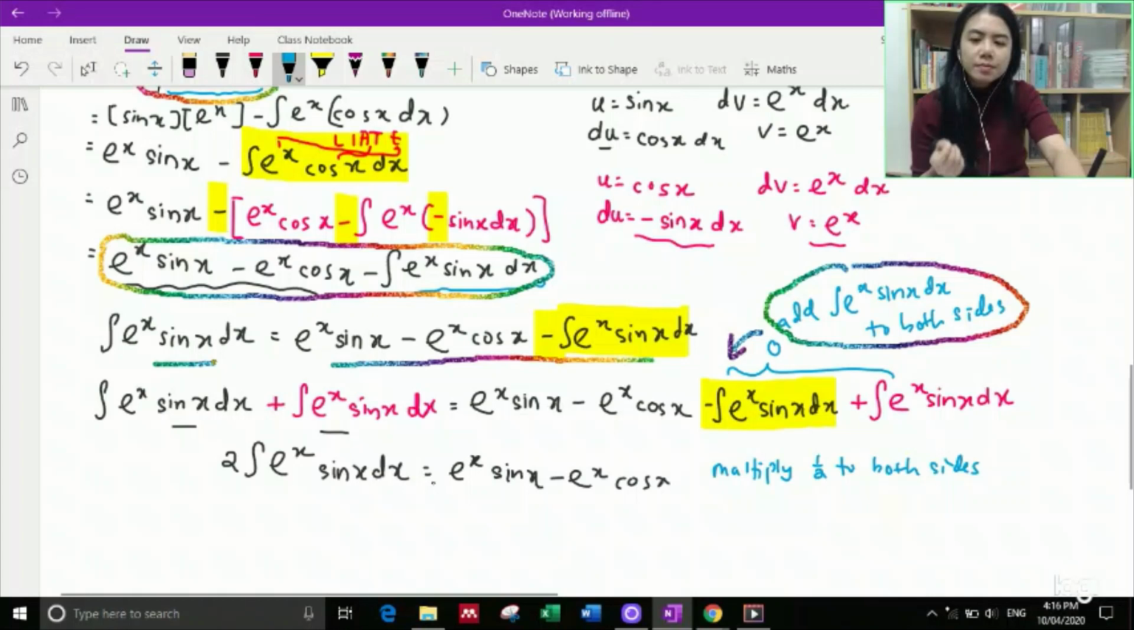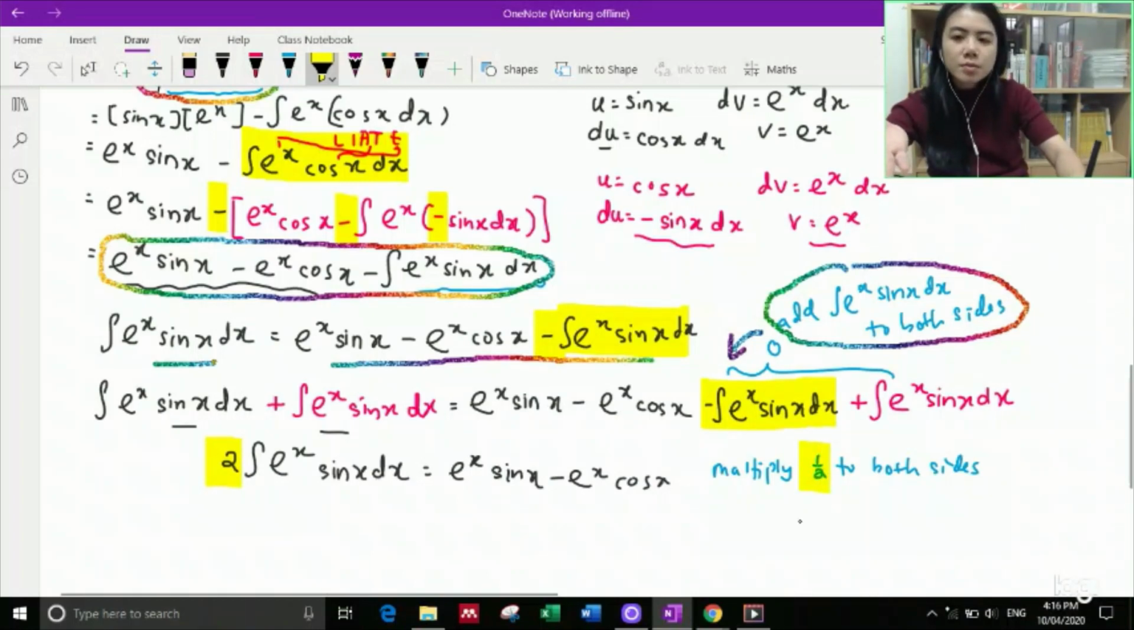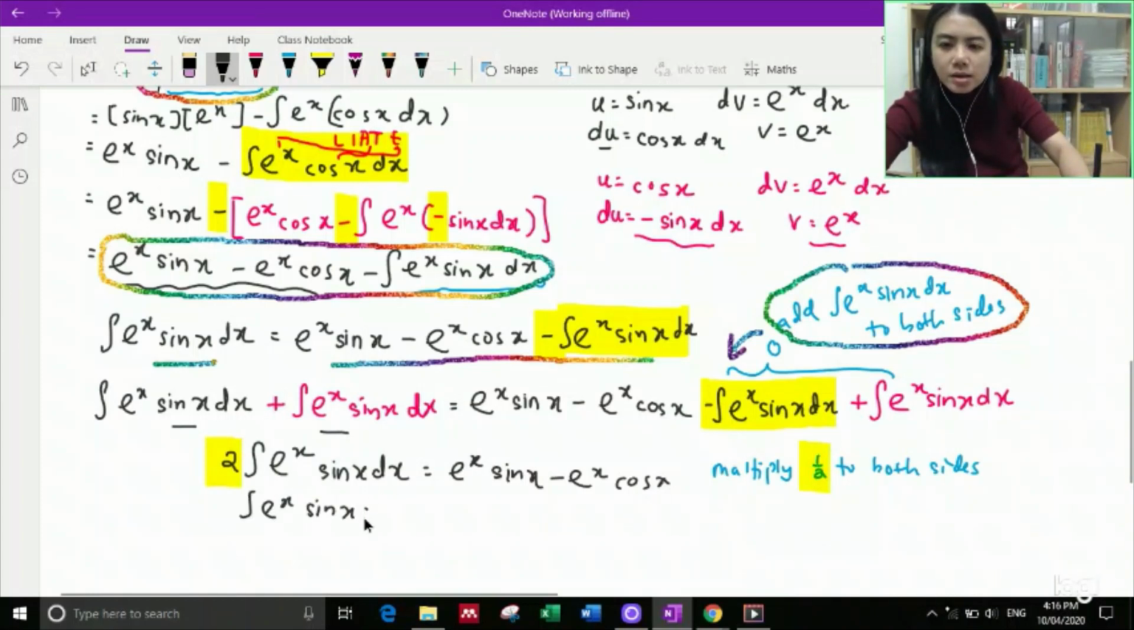So you have the 2 here, and you multiply with 1 over 2. So 1 over 2 multiplied with 2, you have 1. So then the result is actually just e^x sin x dx. And how about the right hand side?